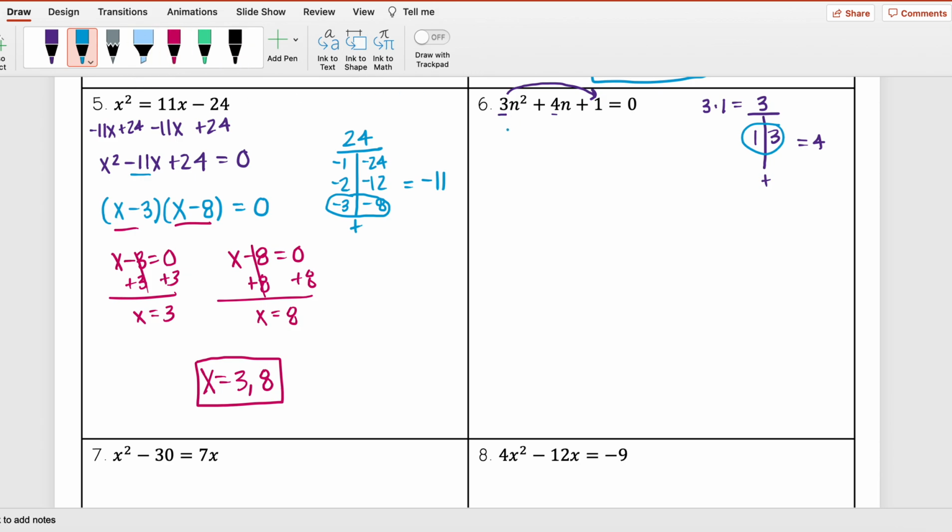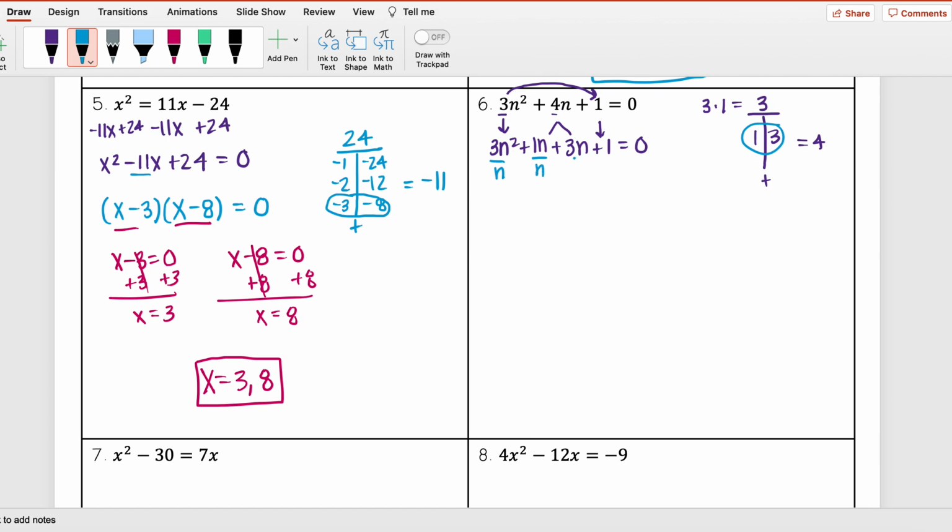And so that means that my next step is I'm going to go ahead and split the middle. So instead of 4n, I'm going to have 1n plus 3n, which still equals 4n, but I'm just splitting that apart. And then I'm going to bring down my first term and my last term. And then now from here, we're going to factor by grouping. And so I see that the GCF of my first pair here is just n.